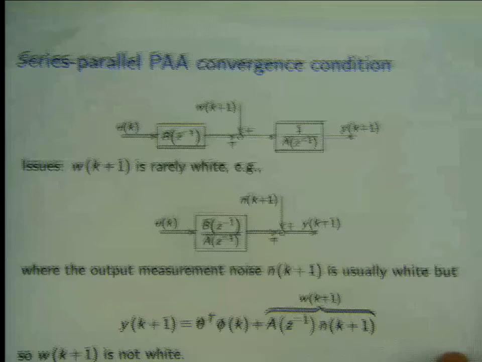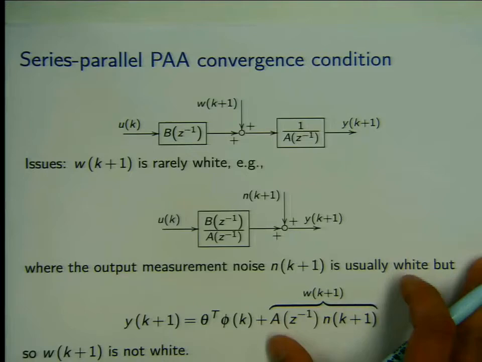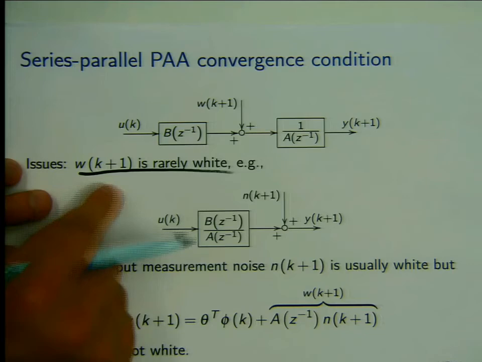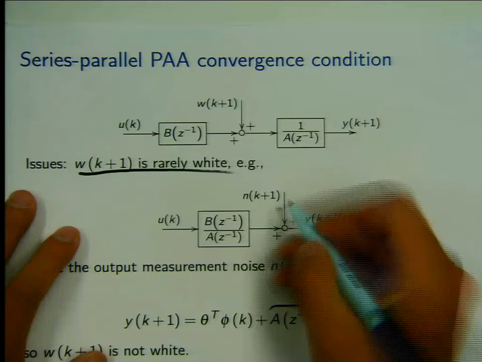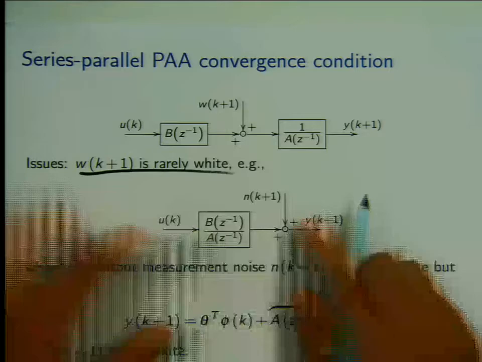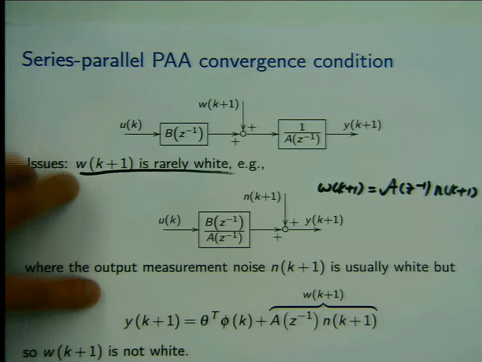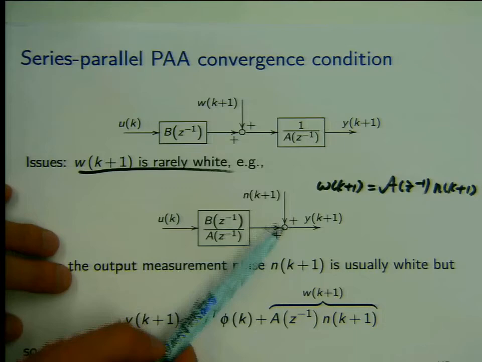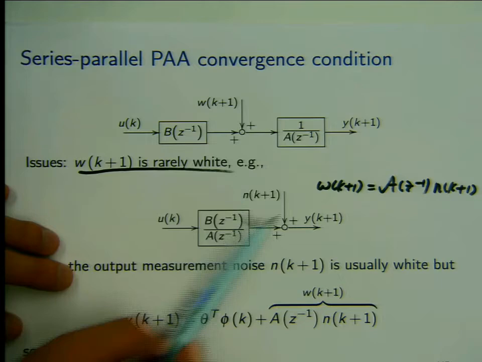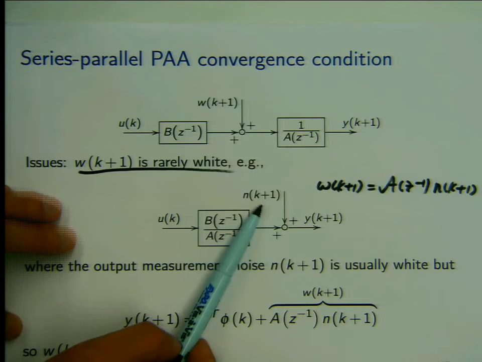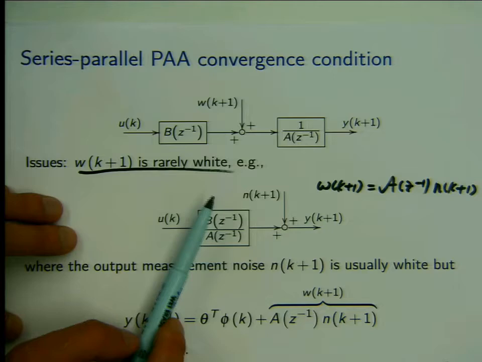Let's look into more details of this whiteness condition. You see, w_k is rarely white. I have given you one example at the beginning of this section that if the noise is modeled in this way, then the equivalent w_{k+1} is A z^{-1} n_{k+1}. It is usual practice in engineering that the direct output noise usually comes from sensors, and sensors should be designed to have white noise characteristics. They're usually designed this way. So n_{k+1} is usually white for engineering applications.